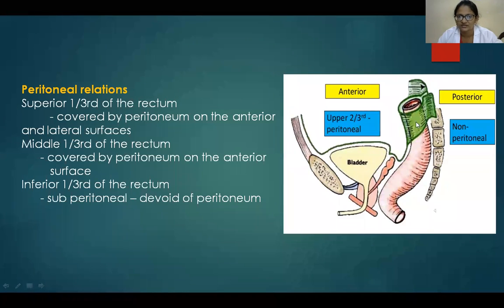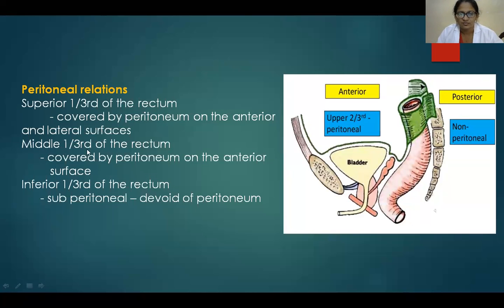The superior one third is covered by peritoneum on the anterior side and also on the lateral sides. This is the anterior view, and these are the lateral views. So the superior one third of the rectum is covered by the peritoneum on both the anterior and lateral surfaces.